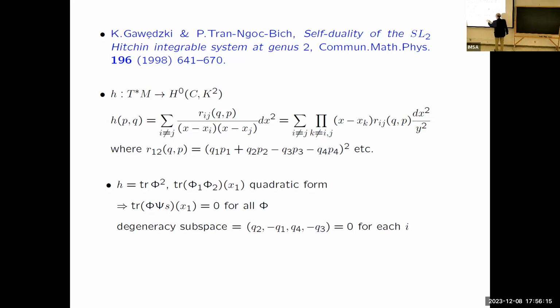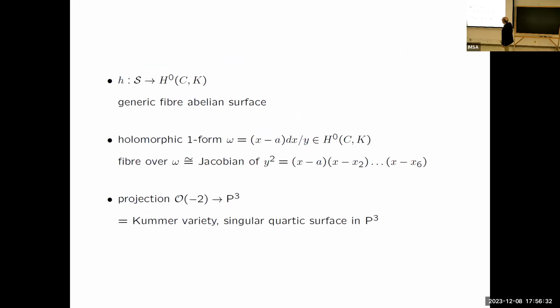And then you just look at this formula and you see that degeneracy. Maybe there's a better way of saying that. But for each of these six Weierstrass points, there's a copy of O(-2) inside the cotangent space of P3. And if we look at it from the other point of view, there's a map from this 4-dimensional moduli space of spinor-valued Higgs bundles to sections of the canonical bundle, 2-dimensional. The generic fiber is an abelian surface.